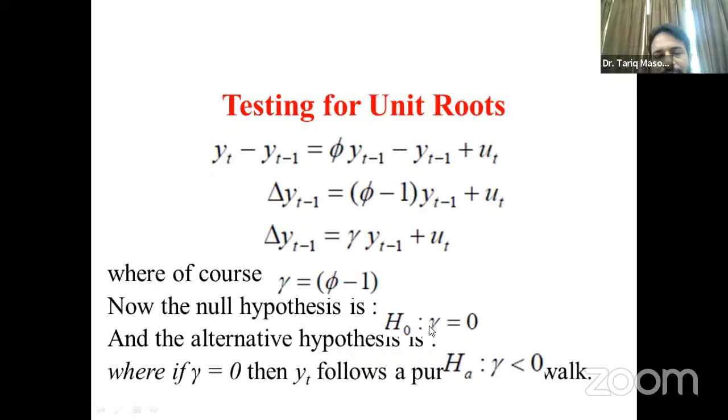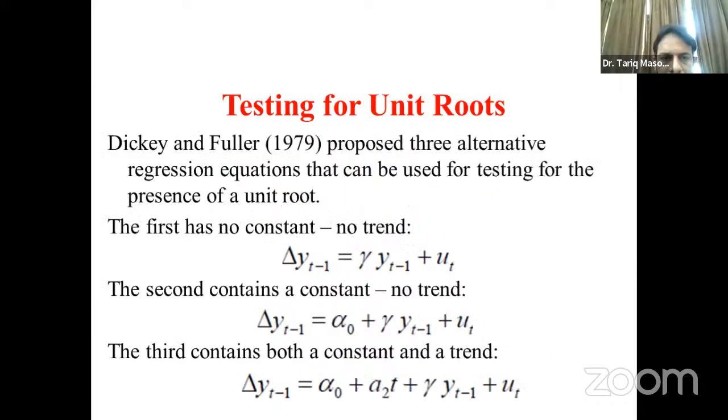Now the null hypothesis can be stated as gamma is equal to 0. When we are testing gamma is equal to 0, we are basically testing whether phi is equal to 1 or not, because gamma is equal to phi minus 1 is equal to 0. So if gamma is equal to 0, phi is equal to 1, and there is a unit root. The alternate hypothesis is gamma is less than 0, a one-sided hypothesis.